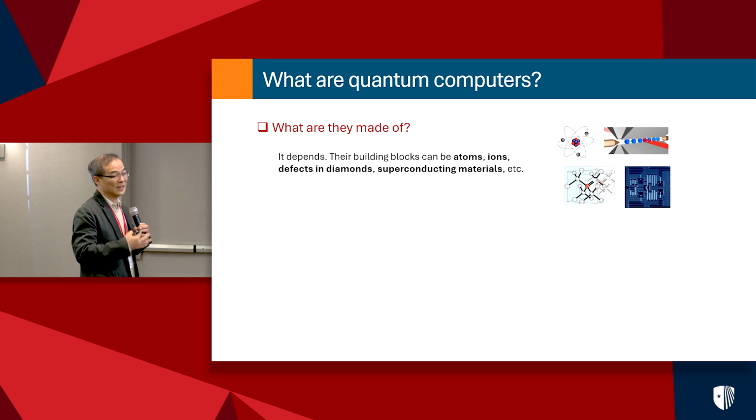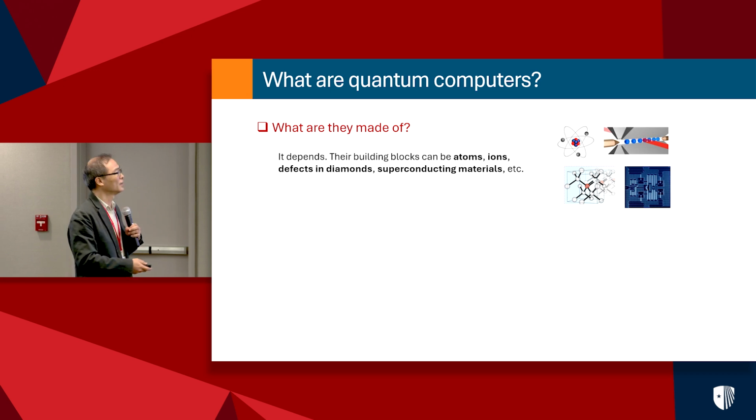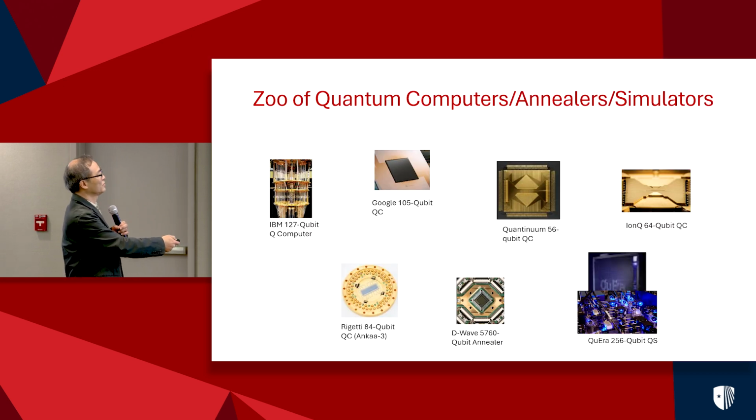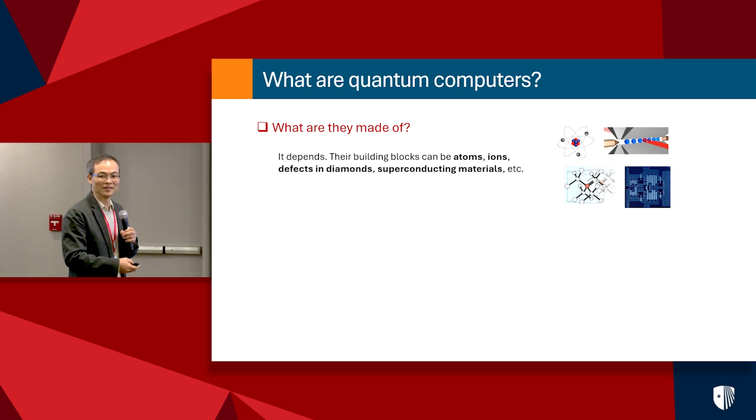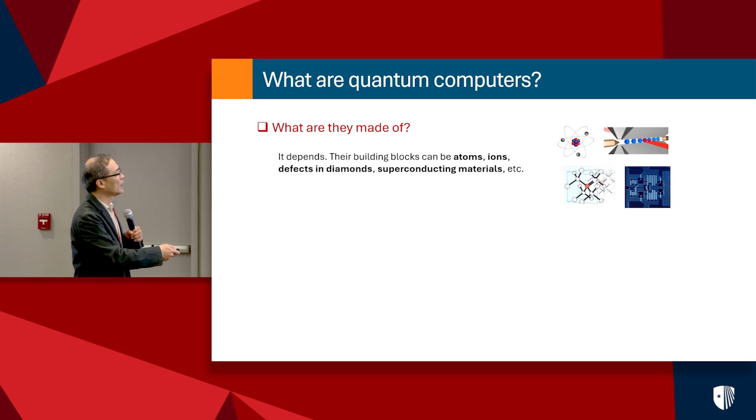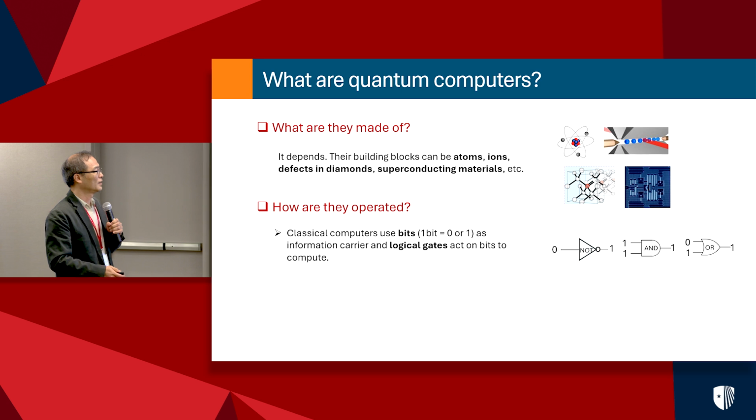So we want to ask, what are quantum computers? What are they made of? You see these various prototypes here. The answer is, it depends. There might be future quantum computers that are not made of the materials or items listed here. But currently, they build upon atoms, ions, even the precious diamond. You have a defect there. It's actually a precious thing because it can host quantum bits, and superconducting materials. And how are they operated?